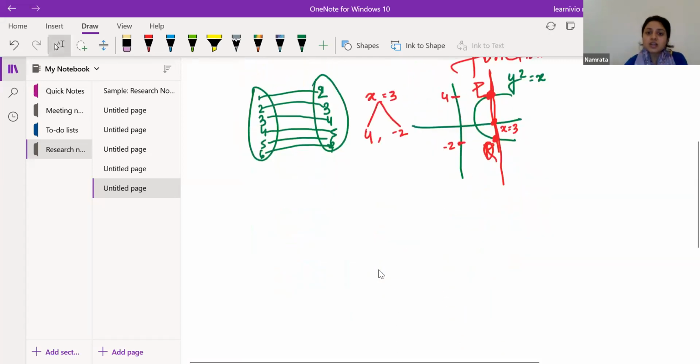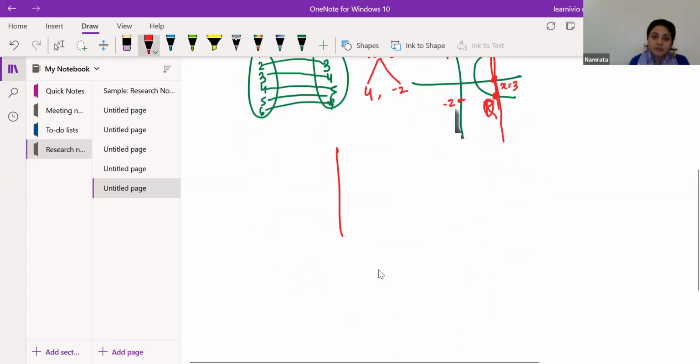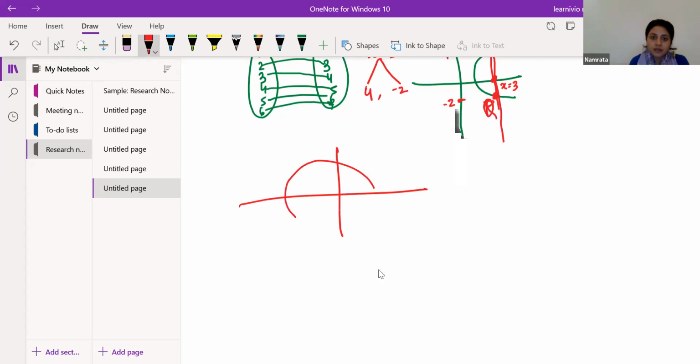Similarly, if I draw a circle and ask whether the graph is showing a function or not, you drop a vertical line and you see it gets cut at two points. So it's not a function.